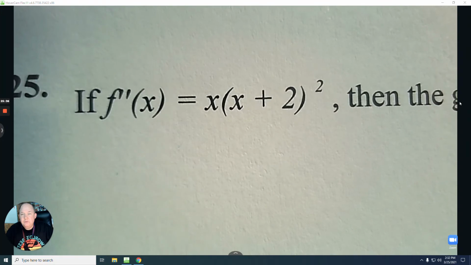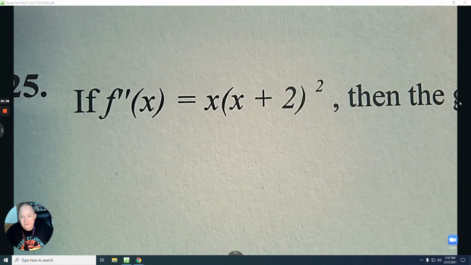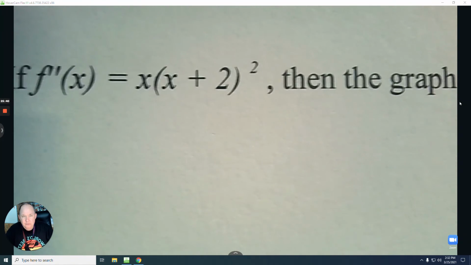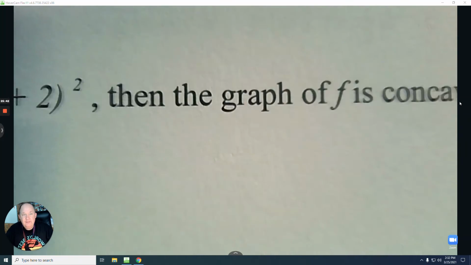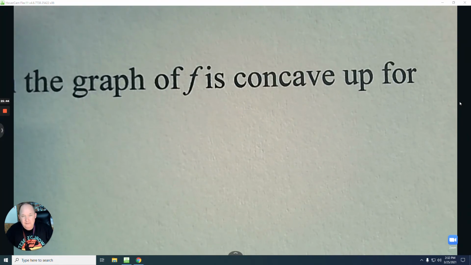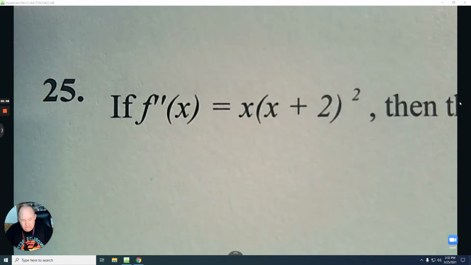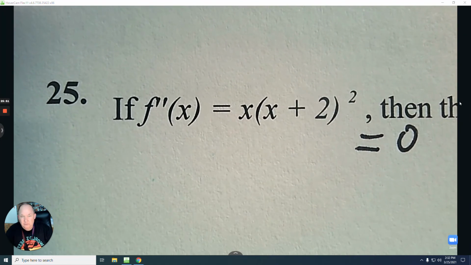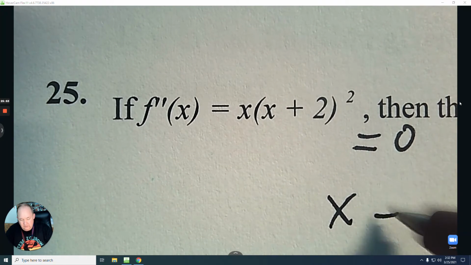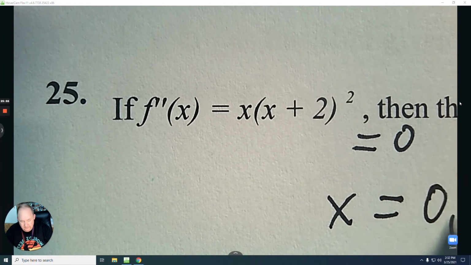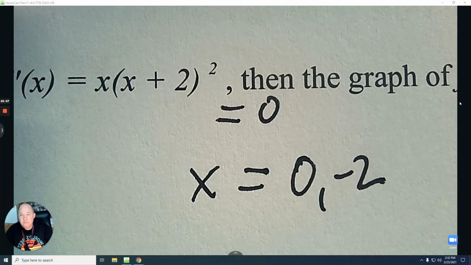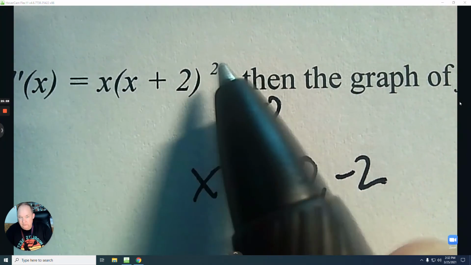Number 25. If the second derivative equals x times (x plus 2) squared, then the graph of f is concave up for what? So you're already given the second derivative. All you need to do is make it equal to 0 and solve it. So the two answers there would be 0 and -2. Those are the two answers that would make it 0.